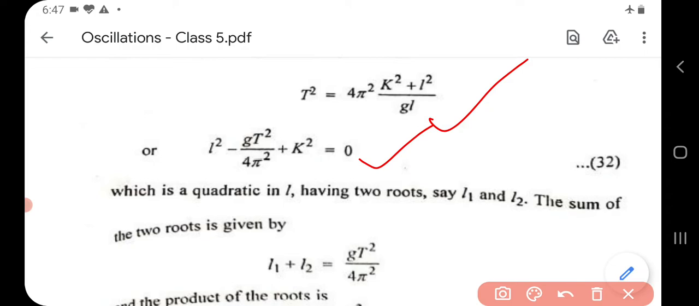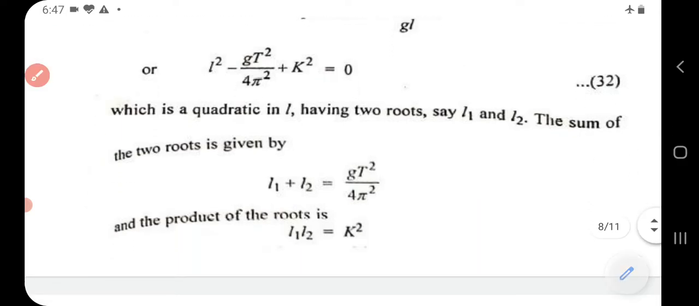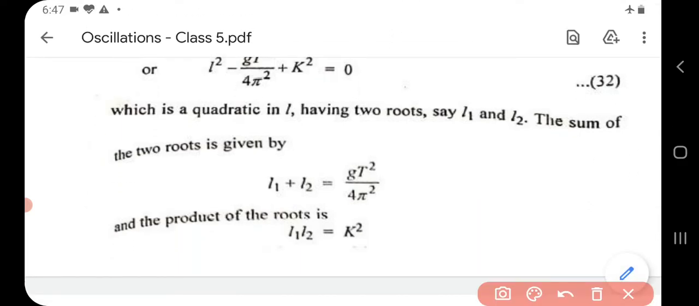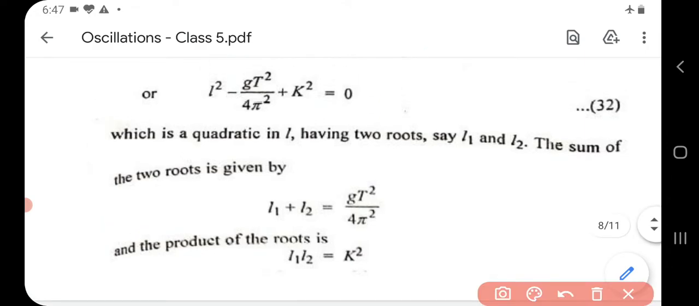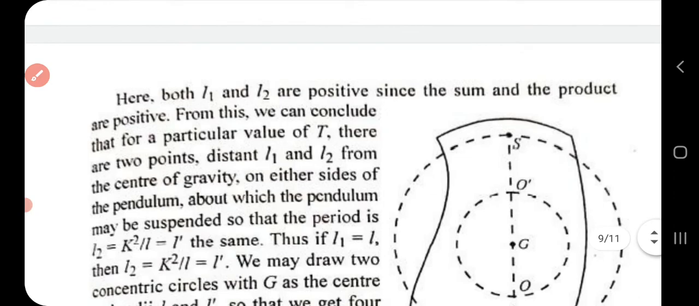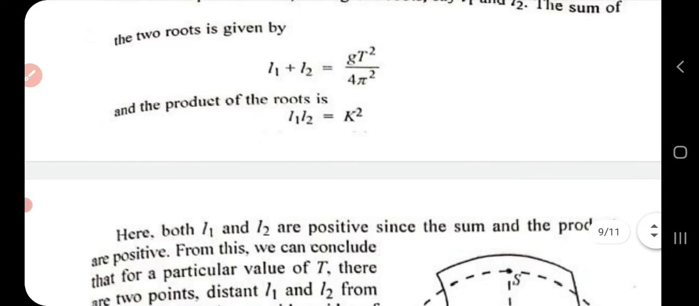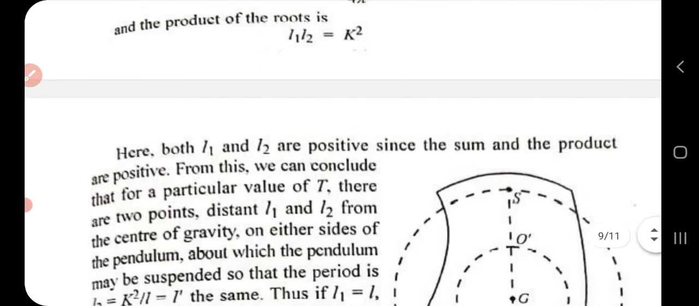Here, this is a quadratic equation in L. So you will have two roots, L1 and L2. Now, sum and product of roots we have studied in lower classes. As per this equation, the sum of roots, L1 + L2, is given by this term, and the product of roots, L1 × L2, will be this term. Here both L1 and L2 are positive. Why? Sum and product are positive, so definitely L1 and L2 will be positive.